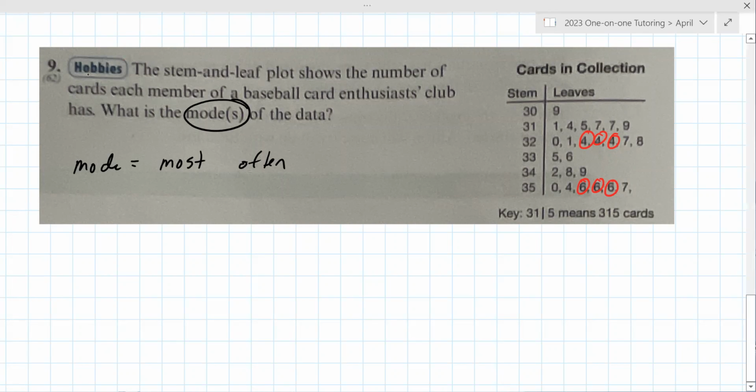So would you say that the modes are 4 and 6? No, you use the key to determine like you just did. It's 324 and 356. Yeah. So the data refers to the untransformed data. Okay. Yeah, I'm good on that one. We can move on. All right.